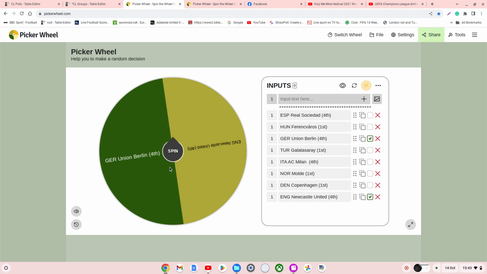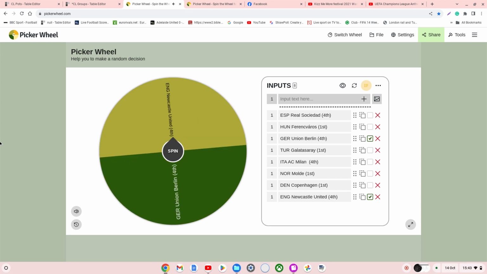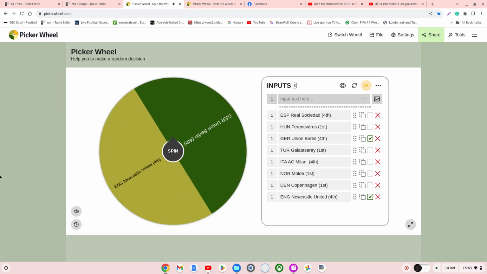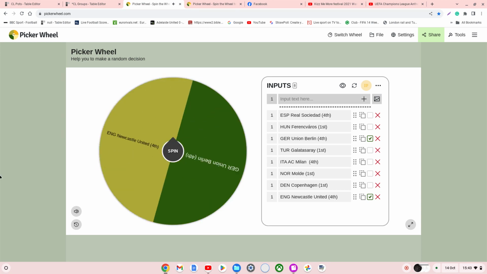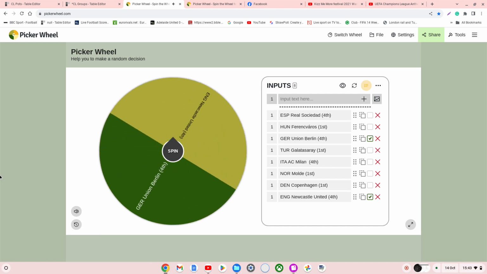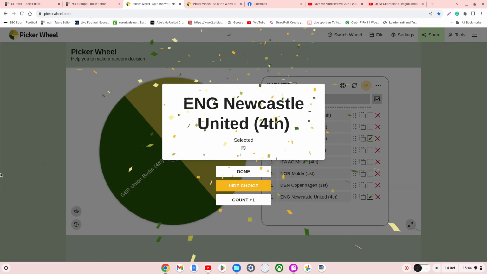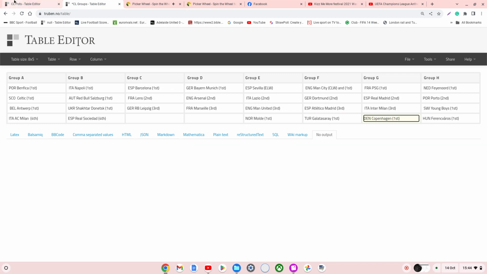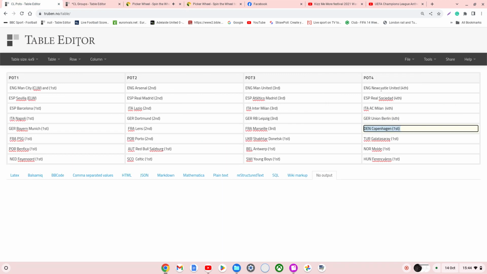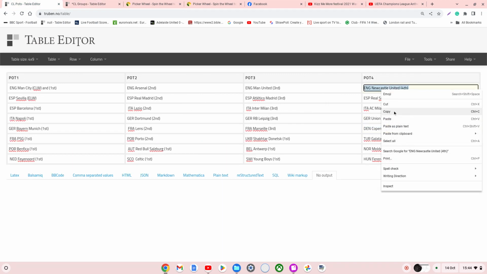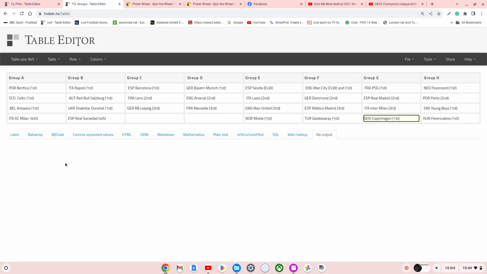Last 2, Union Berlin or Newcastle United. And it's going to be Newcastle United. First time in the Champions League in 20 years, since the 2002-03 season. And now they are in the Champions League once again.